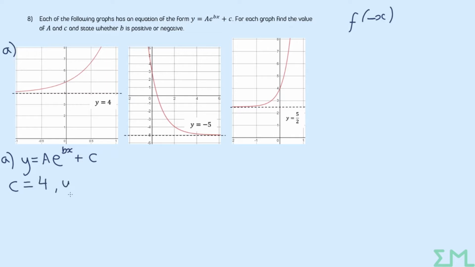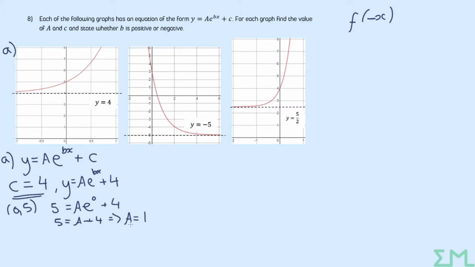Okay, so that brings us to y equals a e to the bx plus 4, and then we use our point 0, 5, sub those values into the equation, so 5 equals a e to the 0 plus 4, so 5 equals a plus 4. That tells us that a must be 1. So we found our value of c, found our value of a. Is b positive or negative? Well, it has the standard exponential shape. As x increases, y increases, so b must therefore be positive. Okay, part B.